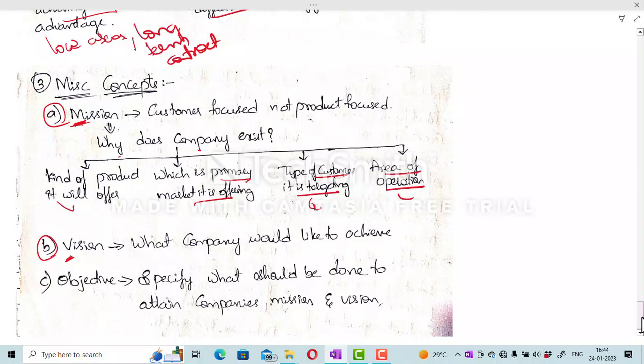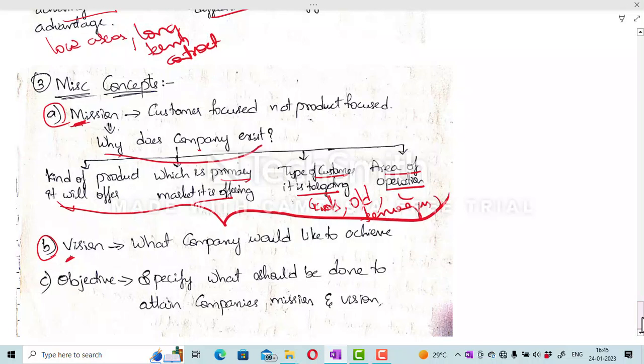This will be whether it is targeting kids, old people or teenagers, like that, and the kind of product it will offer. We need to check all these so that we can answer the question, why does the company exist now, at present.